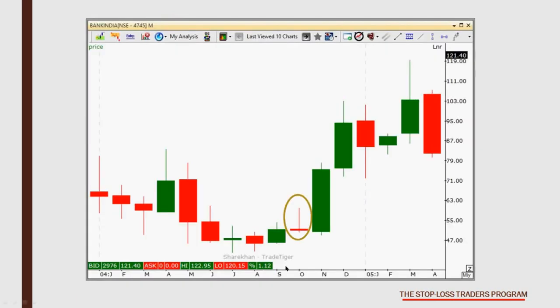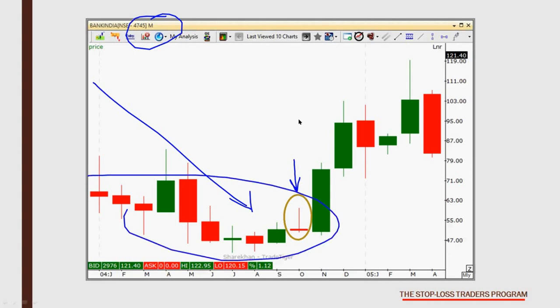Now this is a chart of Bank India. Now there was a prevailing downtrend. Now this, friends, is a monthly chart. Price falling down, and then towards the end of that fall, I have this pattern emerging, the inverted hammer pattern. And price closed above that. This was basically an accumulation area confirmed after this candle's close.